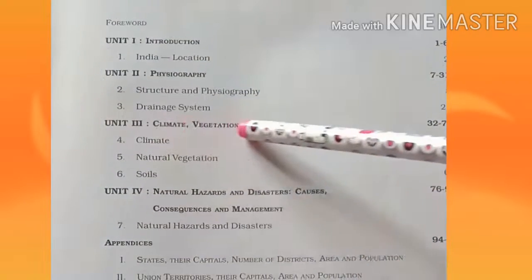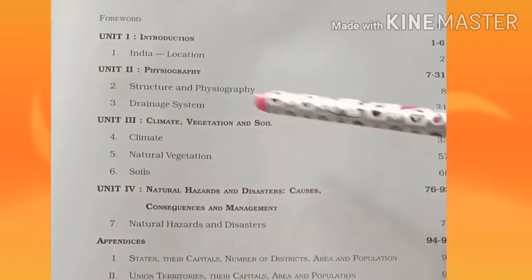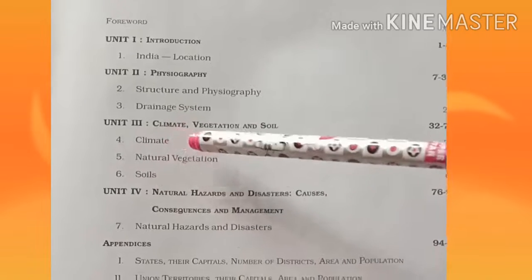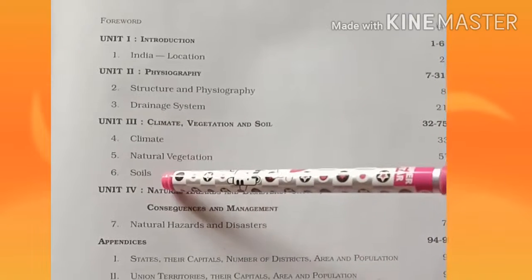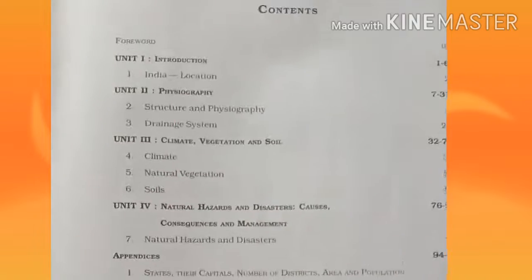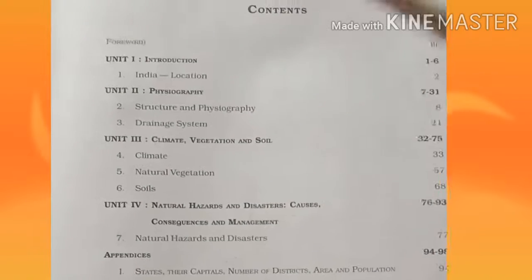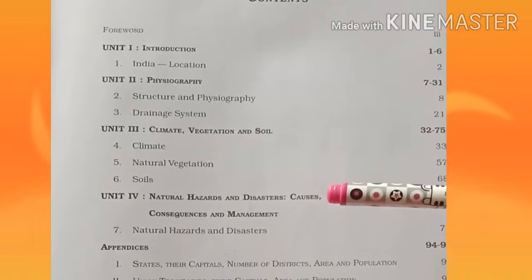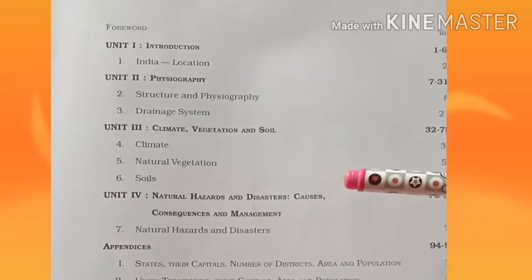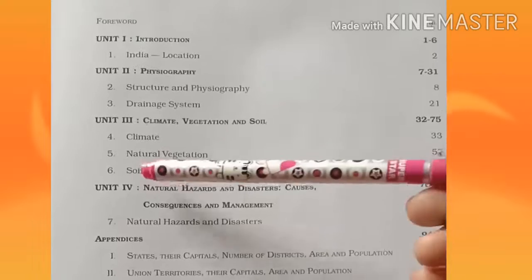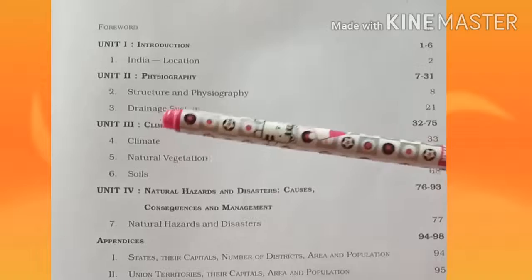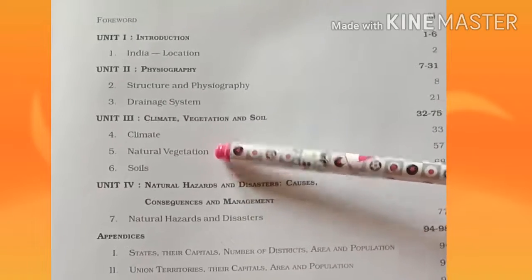The third unit is climate, vegetation and soil, in which we will study three chapters. First is climate, second is natural vegetation and third is soil, in which we will study about the mechanism of weather and climate, natural vegetation and its types, and the biosphere reserves. In soil, we will study about the soil types and their distribution, degradation and conservation.